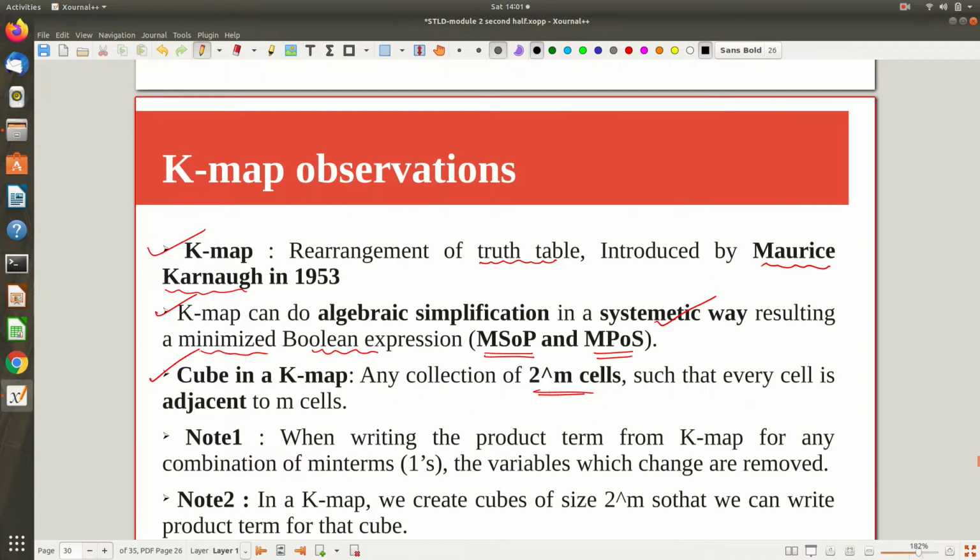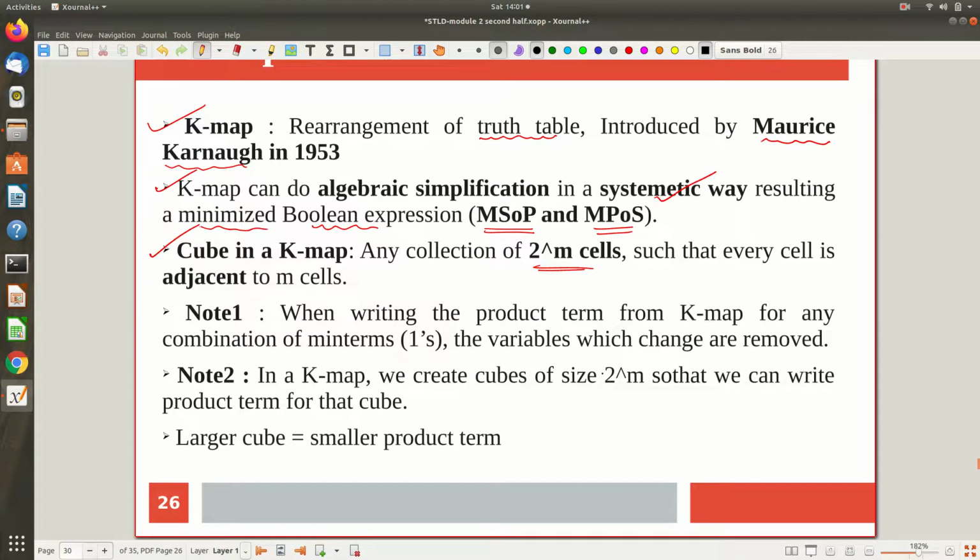Okay, that's about it. So that's the concept of cube. That grouping is something, if you want the term you can use it, otherwise you can ignore it, fine. So now note 1: when writing the product term from the K-map for any combination of minterms, the variables which keep changing are removed. So the variables which change are removed. Hope you understand the meaning. When we are grouping, the variable which is changing from 0 to 1 or 1 to 0 across a row or column is removed. That is the meaning of that line.